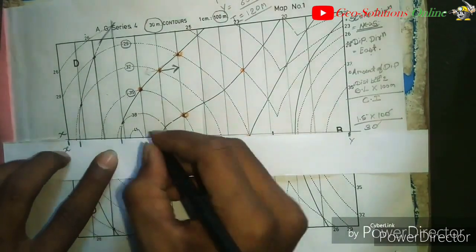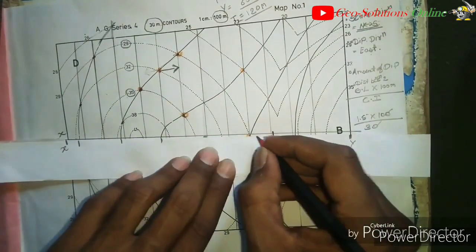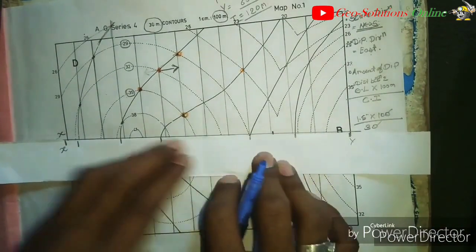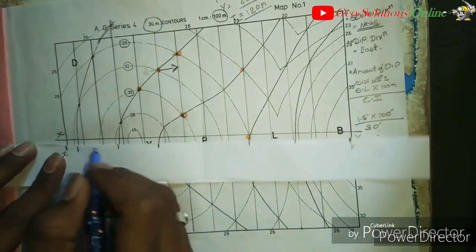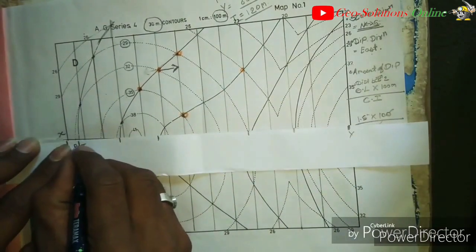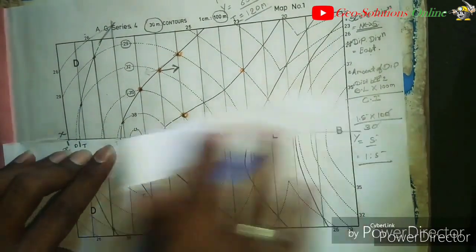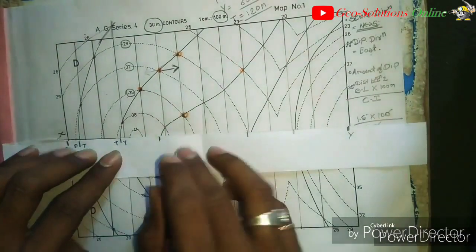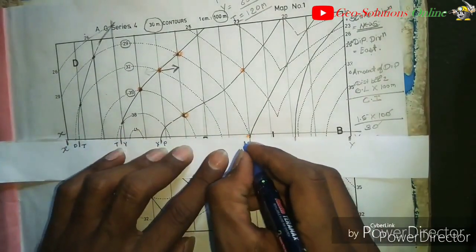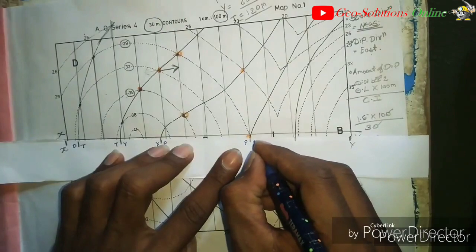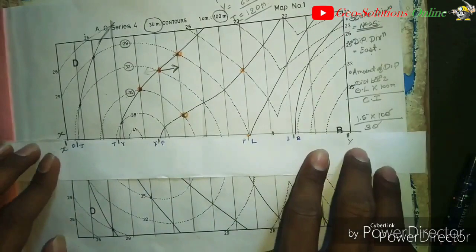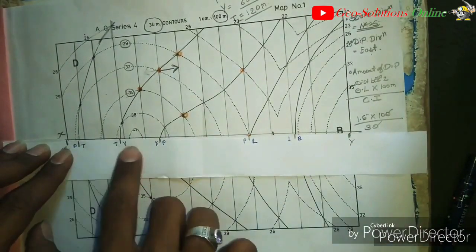Then you have to mark all the junction points first. I will plot this junction point on the strip paper. Label it carefully with the help of a pen to avoid confusion. So this is the D T junction, this is the T Y junction, this is the Y P junction, this is the P L junction, and this is the L B junction.